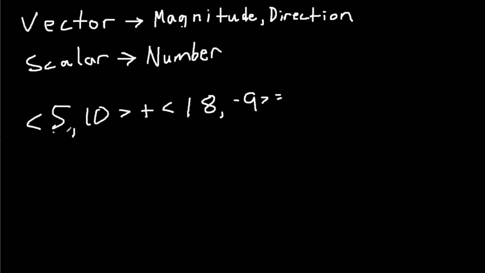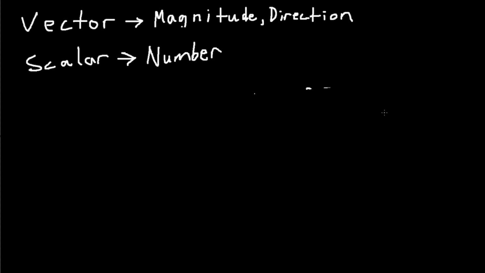So when you add these two vectors, all you have to do is add the corresponding parts. So I'm going to add the x values together in each vector. 18 plus 5 is equal to 23. I'm not going to forget the braces. 10 plus negative 9 is 1. So this would be the answer for this. Adding vectors is just quite literally just addition. Okay, it's easy as hell.